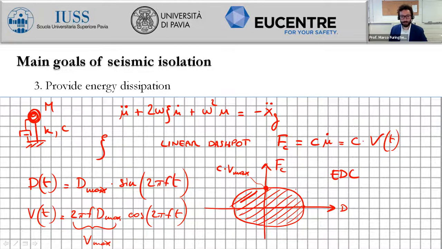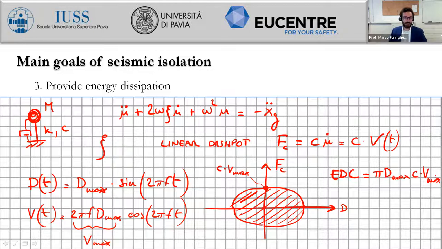And this is just because we have considered a fully reversed cycle, because we go from zero to the maximum displacement, then to the minimum, and then back to zero. So the total energy dissipated per cycle is the area of this ellipsoidal shape, and the area is pi times the first radius, which is d max, times the vertical dimension, which is C times d max. So there is this relation between the hysteresis area of the force displacement loop for the linear dashpot and the maximum displacement and the maximum velocity.